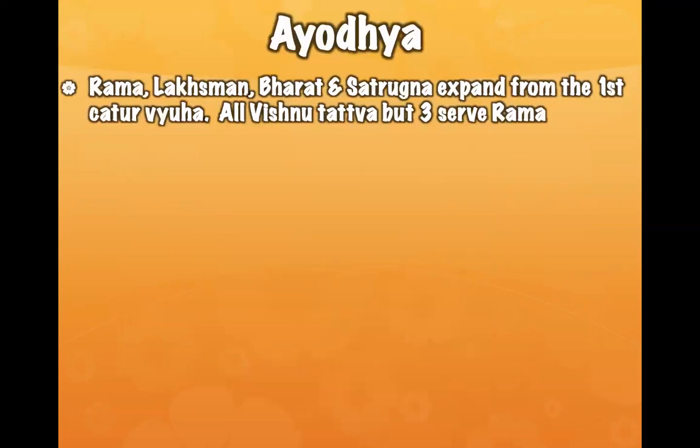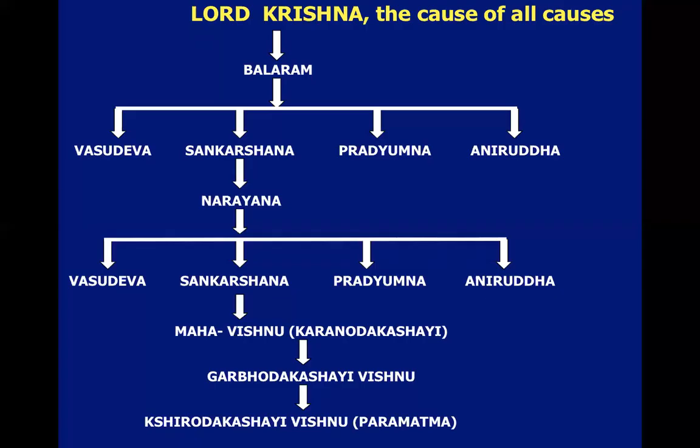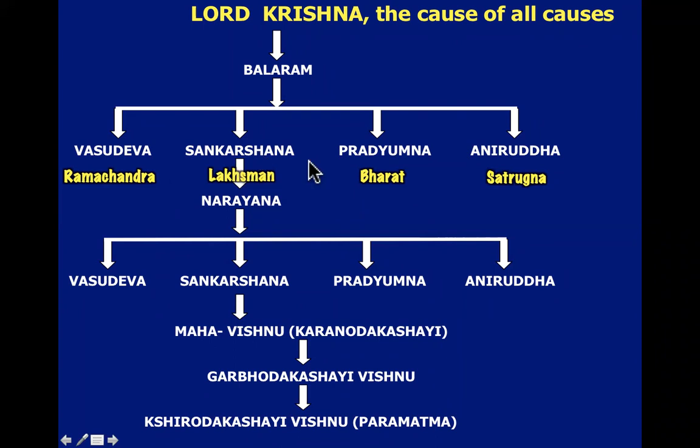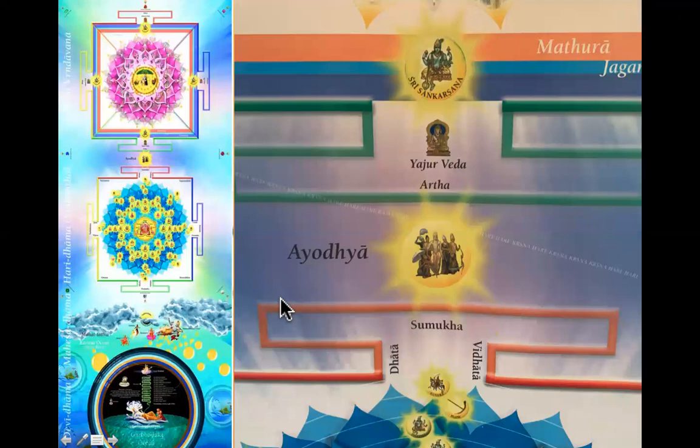Ram, Lakshman, Bharat, Shatrughna, they expand from the first Chatur-vyuha. And all four of them are Vishnu Tattva, but three of them serve Ram. This is quite extraordinary. So the first Chatur-vyuha: Vasudeva is Ram, Sankarshana is Lakshman, Pradyumna is Bharat, and Aniruddha is Shatrughna. They're all Vishnu Tattva. But these three, even though they are Vishnu Tattva, they worship and serve Ram. So there you go. This is Ayodhya.